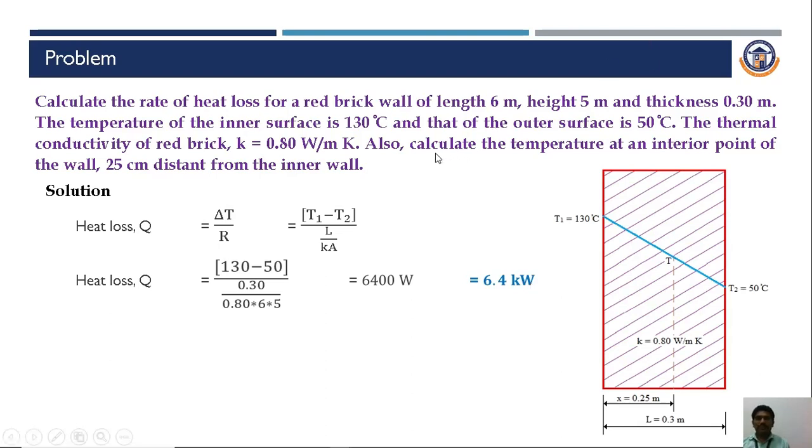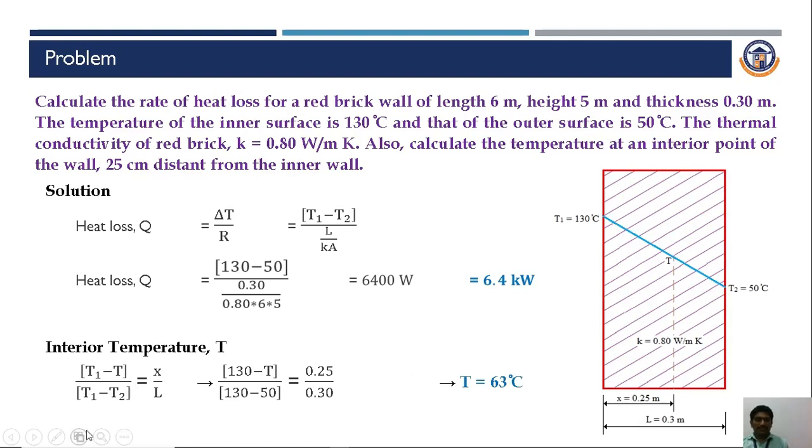In the second case, we calculate the temperature at the interior point of the wall, 25 centimeter from the inner wall. What is the temperature at this point? Using the known relation, T1 minus T divided by T1 minus T2 is equal to x by L. Substituting the known values, T1 is 130 degrees Celsius, T2 is 50 degrees Celsius, x is 25 centimeter, in meter that is 0.25, and L represents the thickness of the material, 0.3. The only unknown term is the temperature T. That T gives the intermediate temperature at 25 centimeter from the inner wall, that is 63 degrees Celsius.